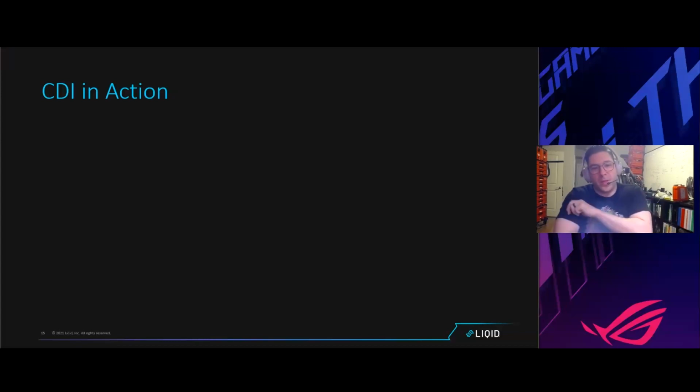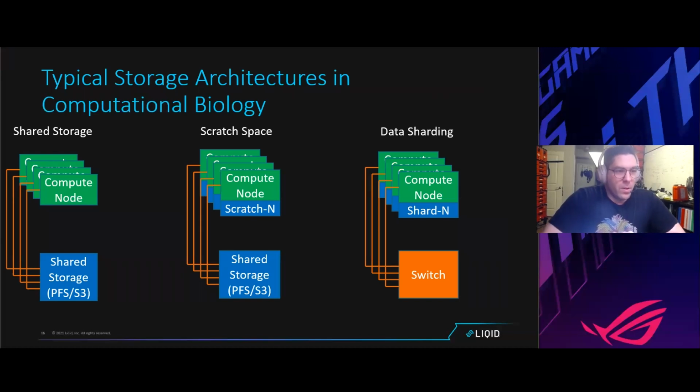Okay, so now that I got over what Liqid does, how does this actually apply to a storage environment? If you look at the traditional compute architectures that are used in computational biology or HPC in general, we really have three main macro level architectures. So we have a shared storage architecture. You've got your compute nodes, this is the one on the left, and you've got some sort of shared storage cluster. It could be a Lustre cluster, a GPFS cluster, or just an S3 bucket or something. But the reality is all the nodes connect down here and they use the storage.